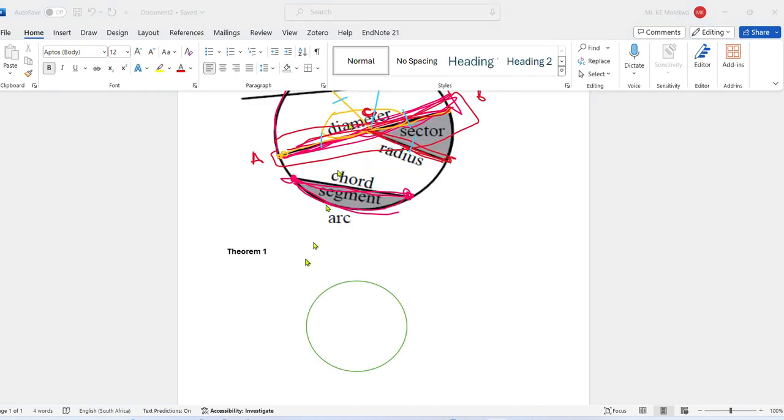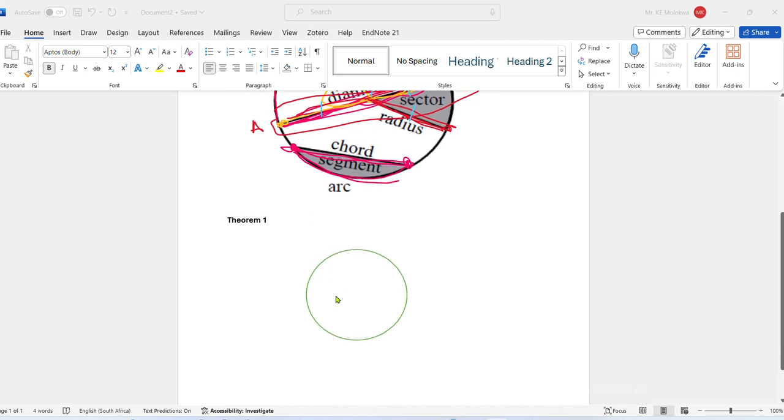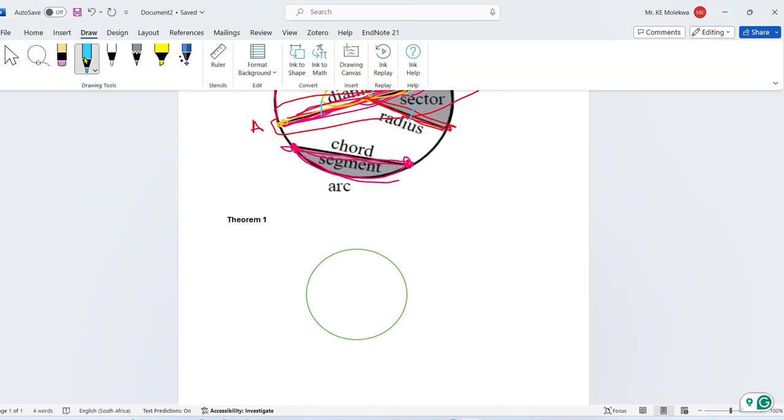Okay, let's continue. This is theorem number 1, which you need to know by heart. You can also look it up in your textbook. It states that the line segment joining the center of the circle to the midpoint of the chord. So let's draw the center. This is the center.